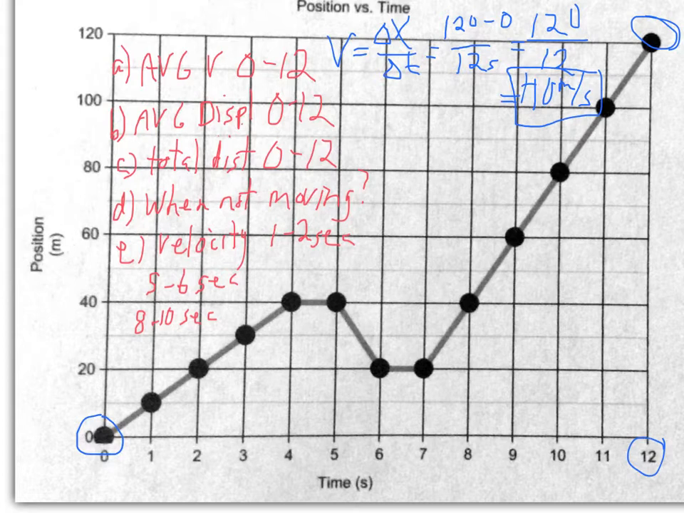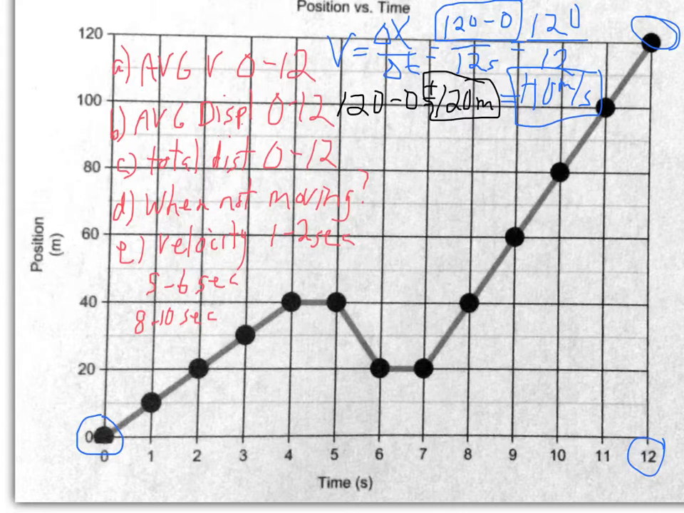For B, the average displacement, well, again, average displacement, we really already did that. We did it right here. Now let's look at it. It's going to be our initial position subtracted from our final position, so 120 minus 0. Our displacement is 120 meters, positive 120 meters. So there's our answer for B.